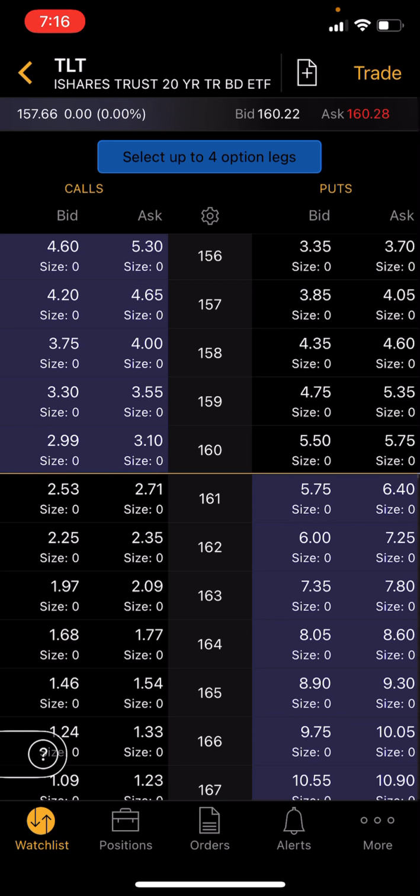I wonder which strikes you would go with if you were going to put this in your simulated portfolio. That's my dog. I'm sitting on the sofa, right?